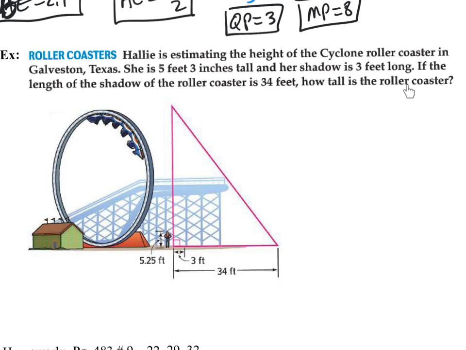So that's what I meant by something that would be hard to do. It would be hard to get a measuring tape out and measure this giant roller coaster. But what we can do is use similar triangles to solve for that, because what we can measure is the length of the shadow of the roller coaster. It's along the ground, so that would be easy to measure, okay? So this is a triangle that represents the height of the roller coaster, the length of its shadow, and then its hypotenuse.